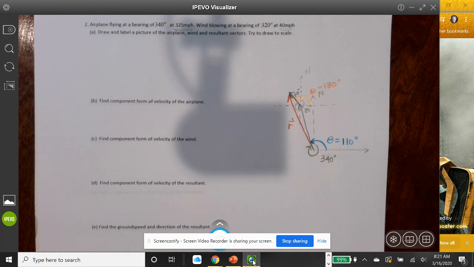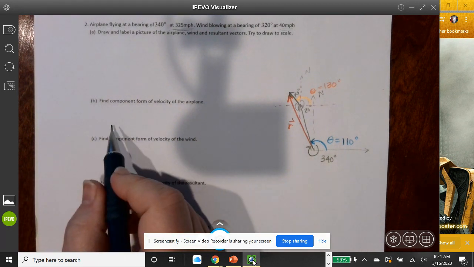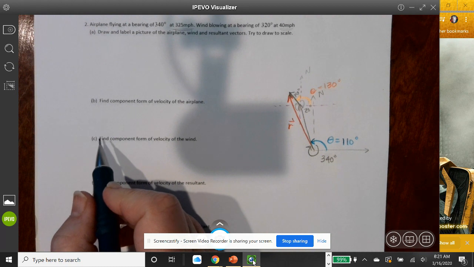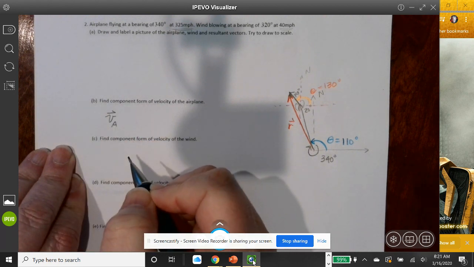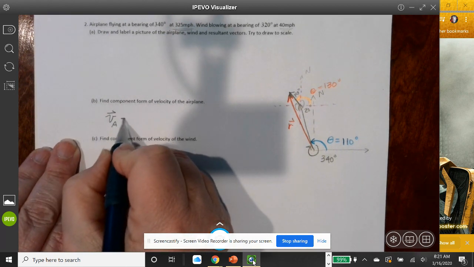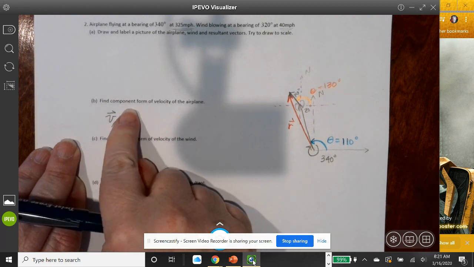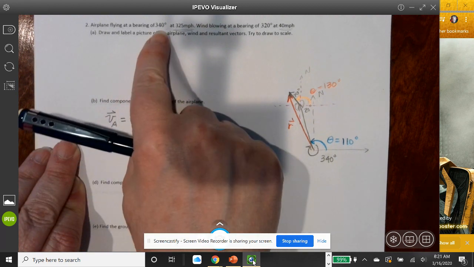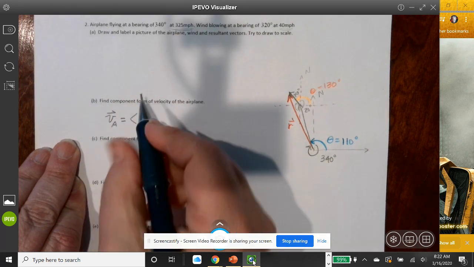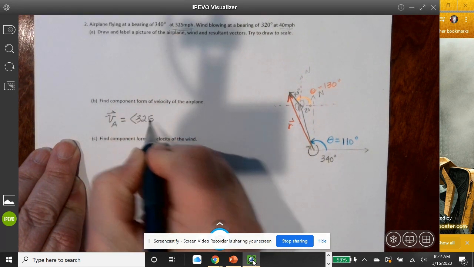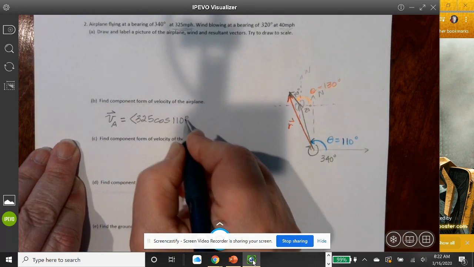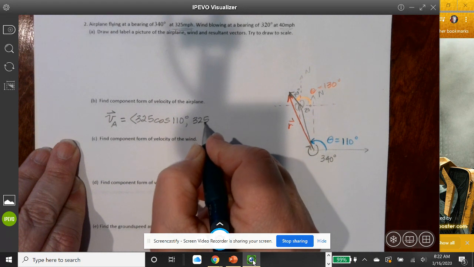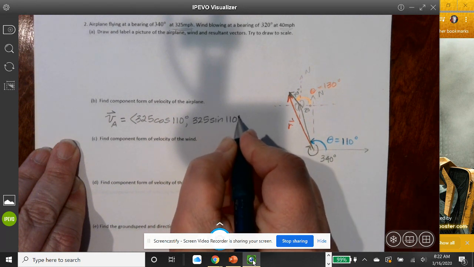Okay, so let's see if we can answer some questions now. This first question says, find the component form of the velocity of the airplane. So I'm going to say the velocity of the airplane, with a little subscript so we know that it's the airplane, is equal to its magnitude, which was 325, times the cosine of its direction angle, which was 110, and 325 times the sine of its direction angle, which was 110.